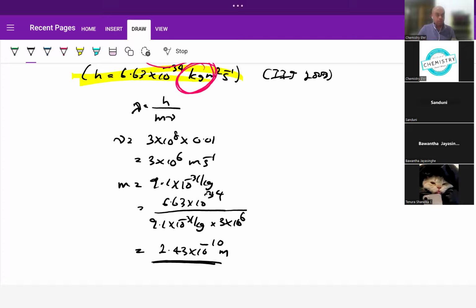Right. So this is how you do the question. It's a direct, straightforward, very simple question.